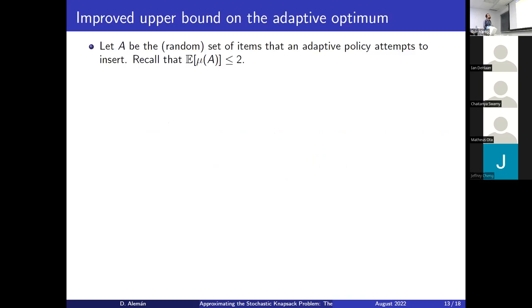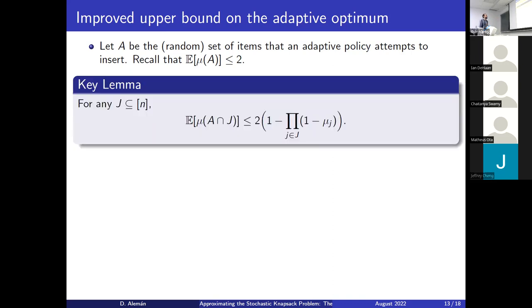Okay. So now let's give an improved non-adaptive algorithm. A is going to denote the set of items that a given adaptive policy attempts to insert. Recall that the expected value of mu of A was at most 2, and that was the crucial fact in giving an upper bound for adapt. Now, in order to give an improved bound for adapt, we will need to consider the following lemma. For any set of items J, the expected value of mu of A intersect J is at most that quantity. I'm not going to prove that due to time constraints, but it's not hard to show by induction on the size of J and some probabilistic arguments that it holds.